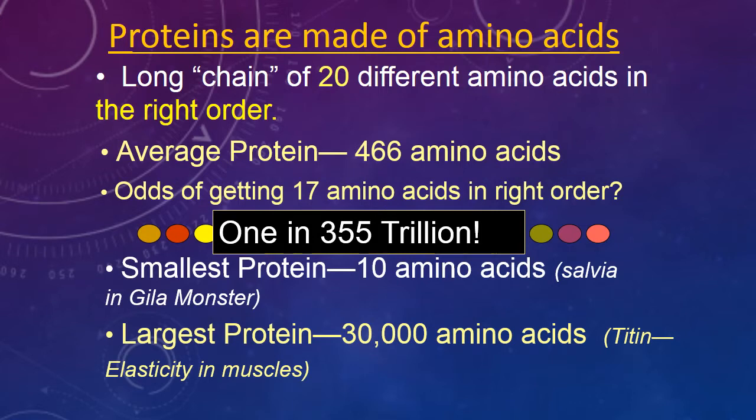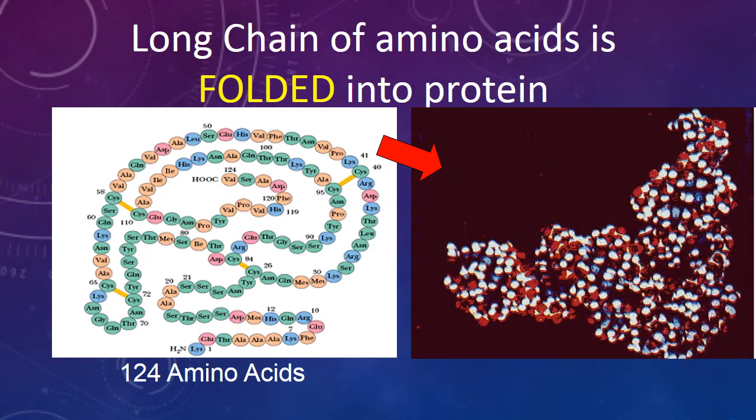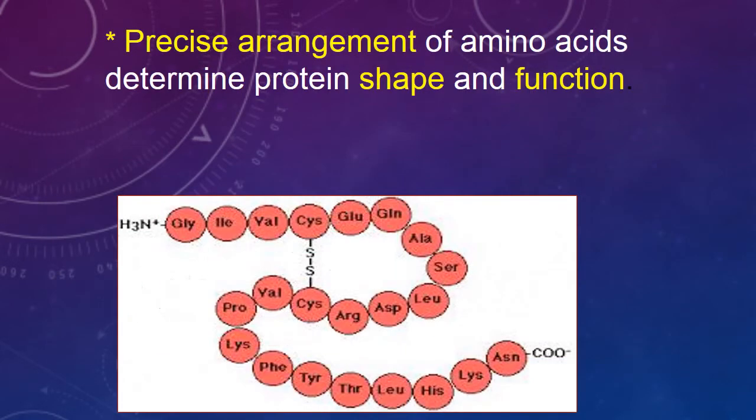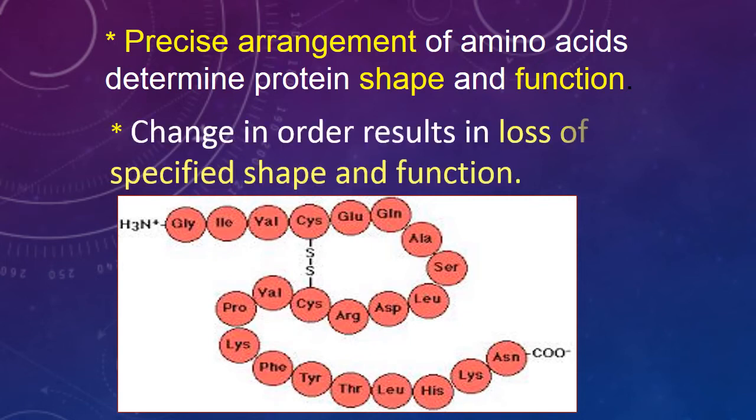So there are long chains of amino acids, and then to have function, that long string of amino acids is folded into a protein. The precise arrangement of amino acids determines its shape and its function. You change the amino acid and you change its shape and function. Any change will result in a loss of its shape and function.